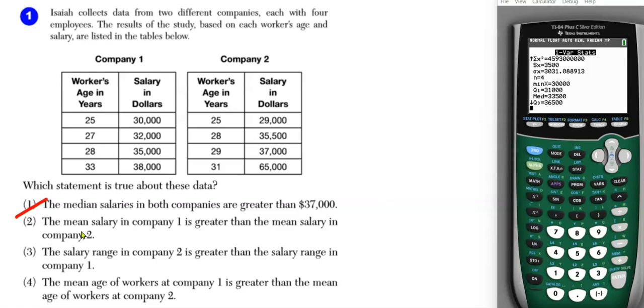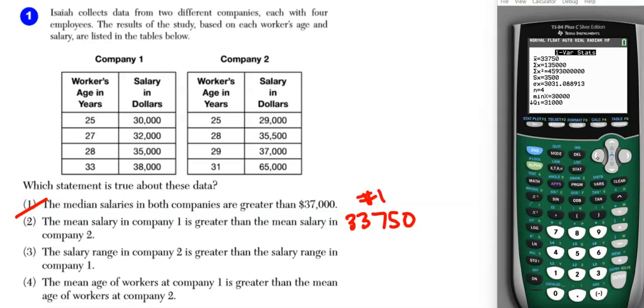Number 2 asks about the mean of the salaries. So I still have the salaries for company 1 listed. I can go back and calculate the 1 var stats, and I can see that the mean for company number 1, X bar, is 33,750. So 33,750 is company number 1.